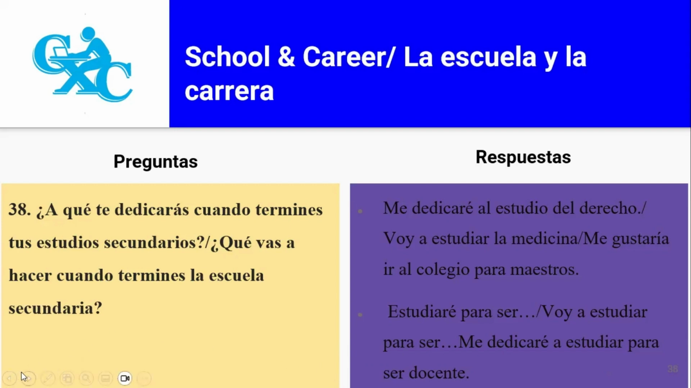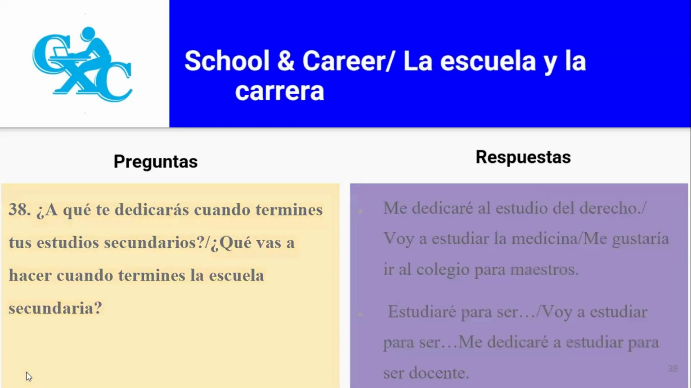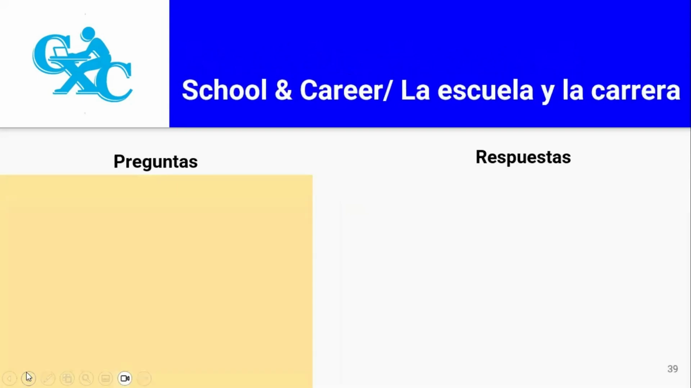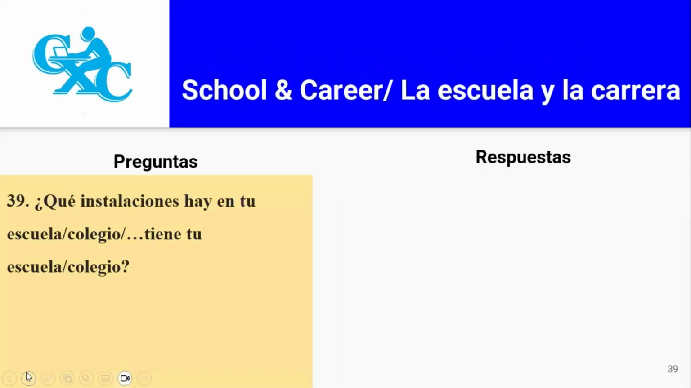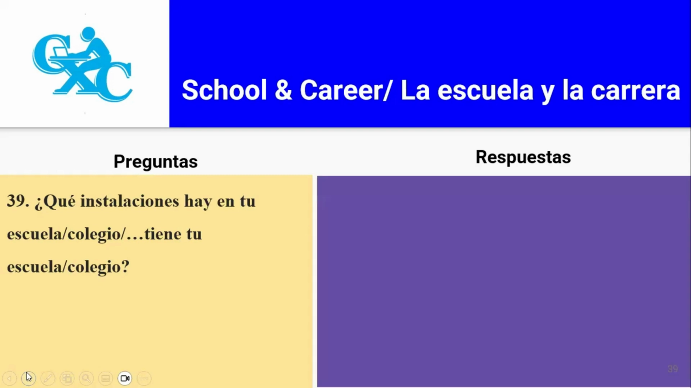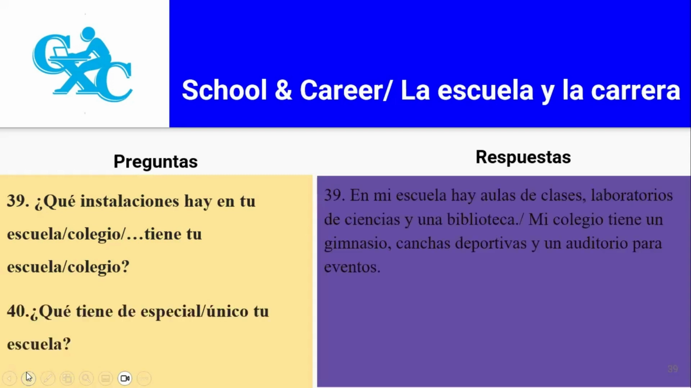All right, so let us look at 2 more questions in this category and look at some possible responses. ¿Qué instalaciones hay en tu escuela, colegio? ¿Tiene tu escuela, colegio? All right, so if you hear ¿qué instalaciones tiene tu escuela o colegio? ¿Qué instalaciones hay en tu escuela, colegio? Same thing. All right, so let us get some possible responses.